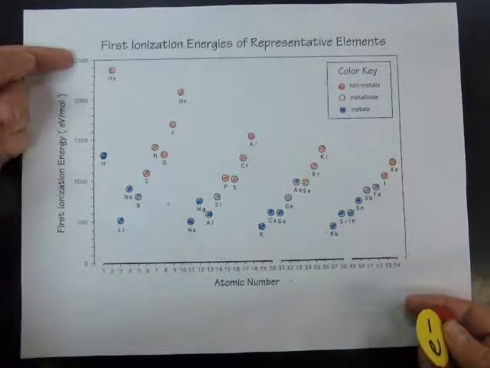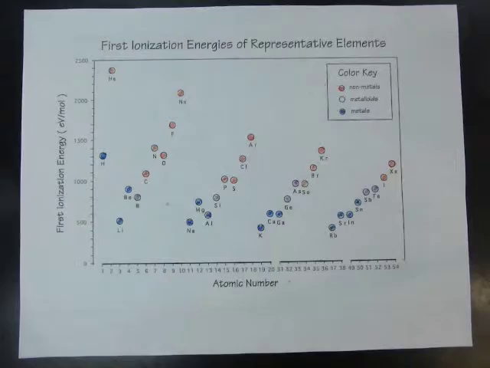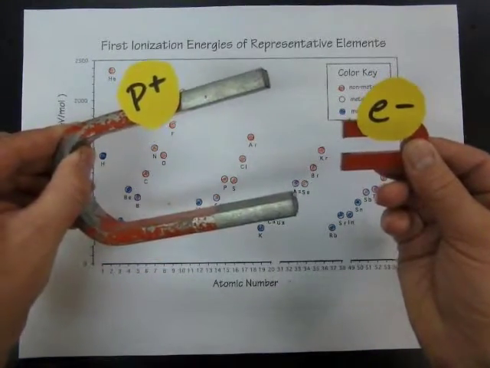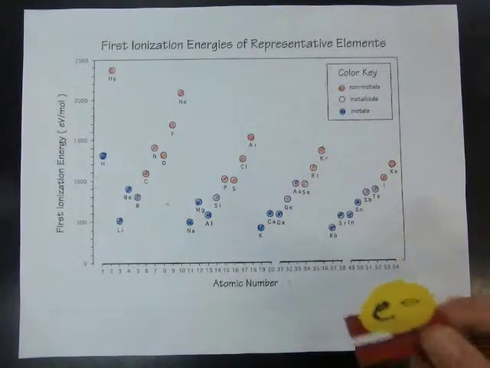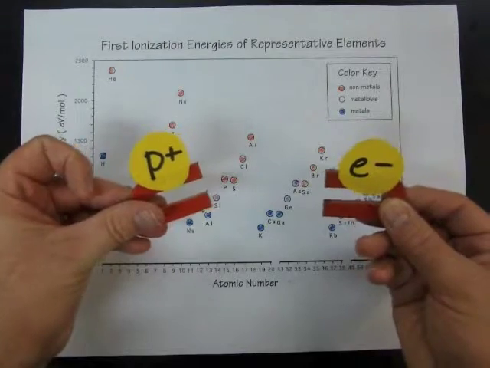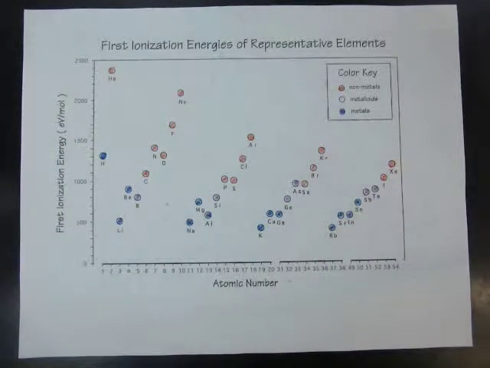The higher you are on the graph, the stronger the attraction between the nucleus and the outer electrons, the valence electrons. The lower you are on the graph, the less attraction there is between the nucleus and the outer electrons. And that affects how much an element will react.